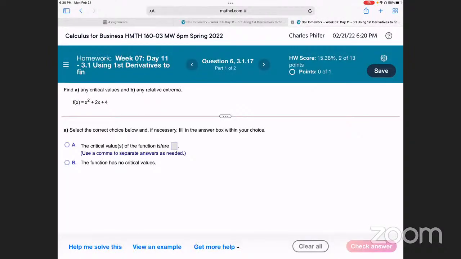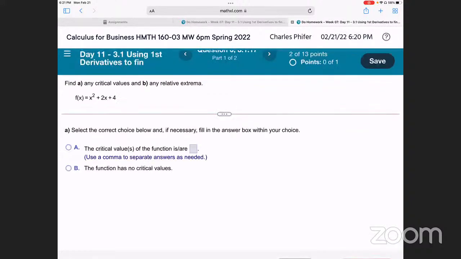Okay. So here we're asked to find any critical values and any relative extrema. So the critical values are going to occur when your first derivative is either 0 or does not exist, right? So the derivative tells us the slope of the tangent line. If the slope of the tangent line is 0, that means that's a candidate for a relative extrema. Also, if the first derivative does not exist, that's also a candidate for a relative extrema, right? Let's take some notes. Let's zoom in just a little bit.